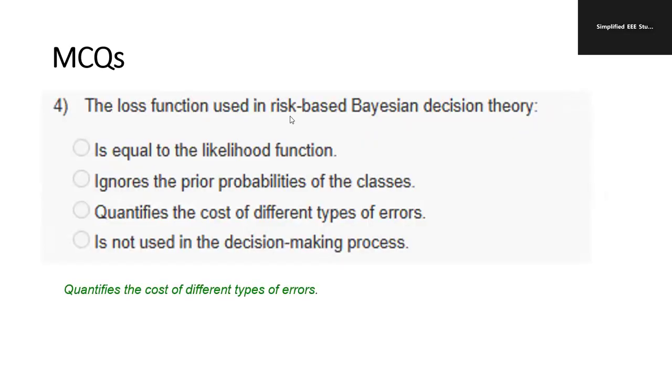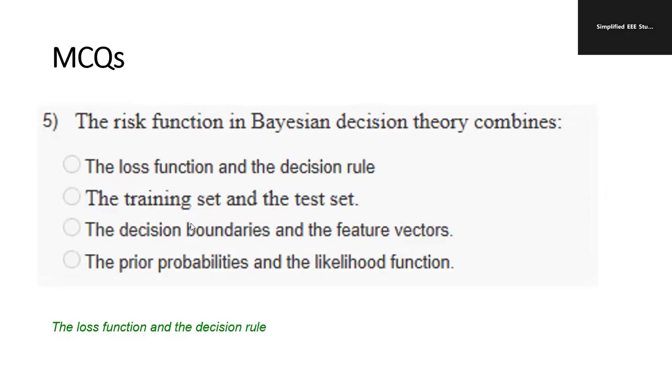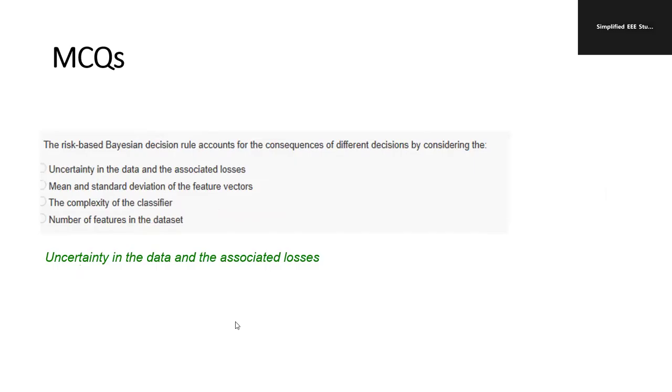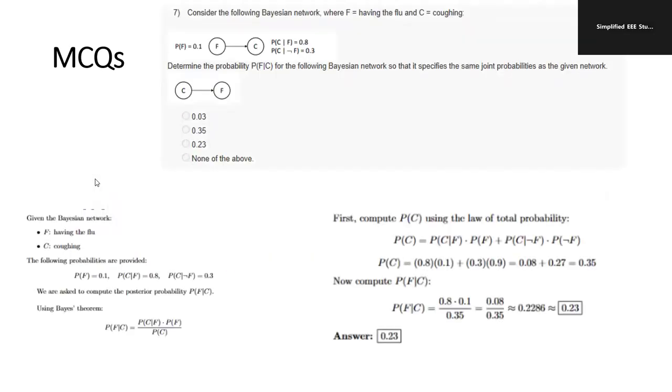The loss function used in risk-based Bayesian decision theory quantifies the cost of different types of errors. The risk function in Bayesian decision theory combines the loss function and the decision rule. That is most important. That is actually the risk function in Bayesian decision theory. The risk-based Bayesian decision rule accounts for the consequences of different decisions by considering the uncertainty in the data and the associated loss. Please read the option properly.